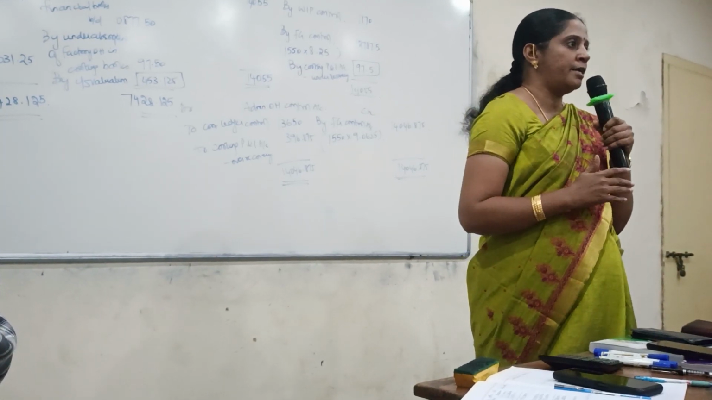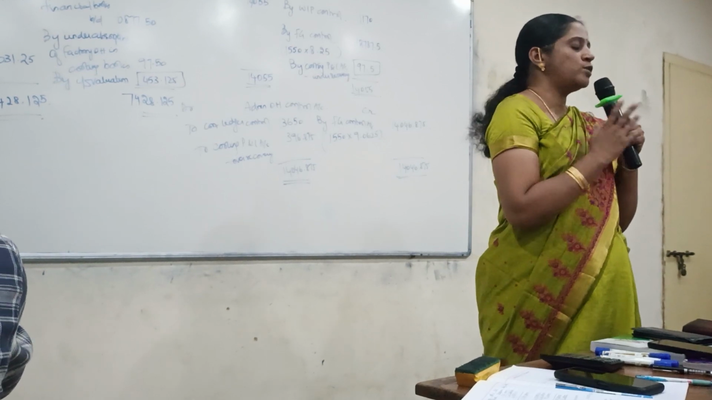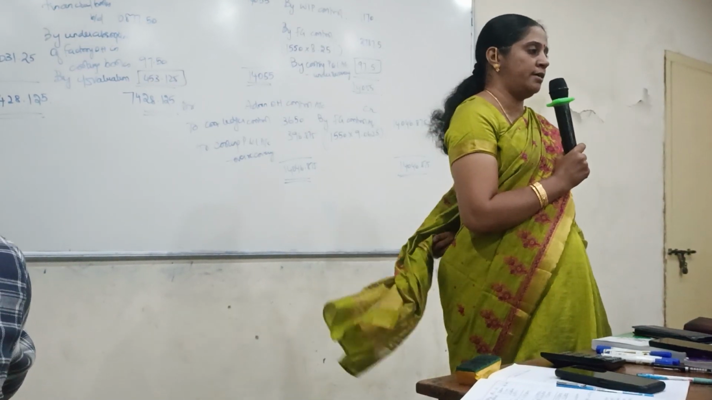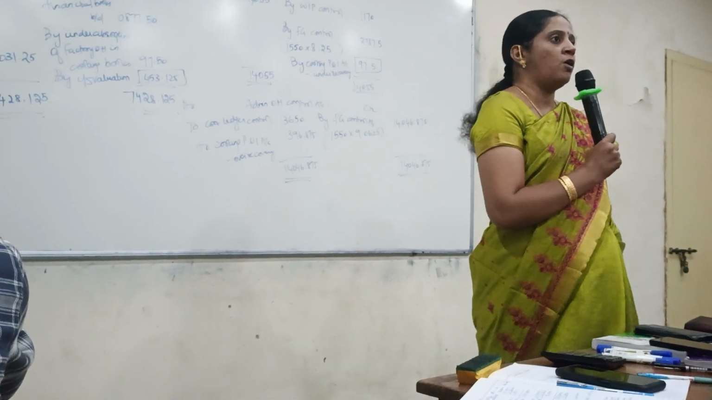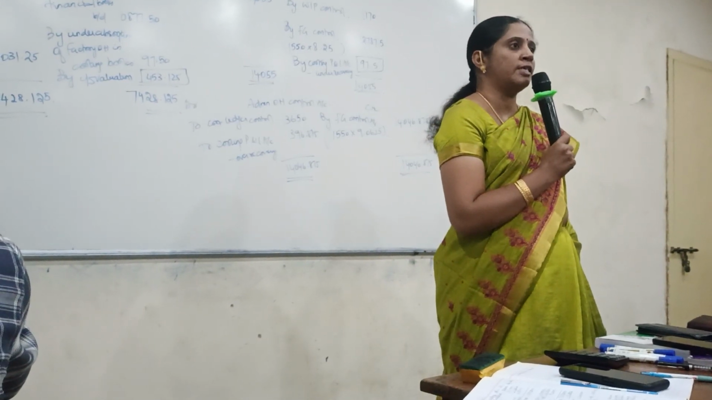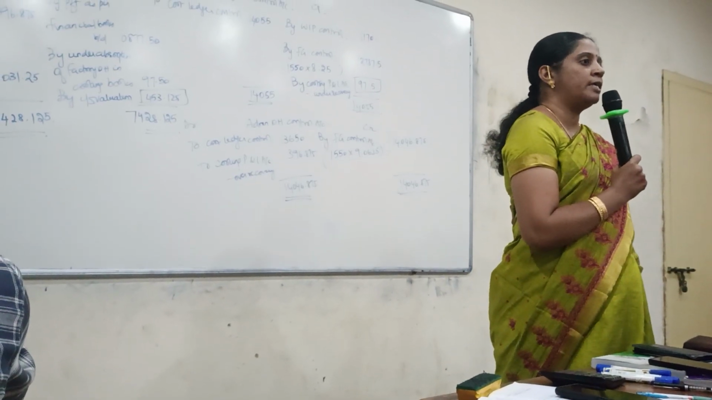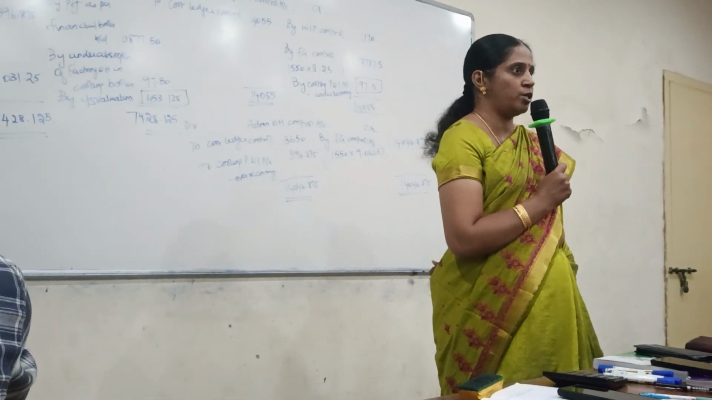Then, coming to integrated accounting, there are two sets of accounting system which are followed. One is integrated accounting and the other is non-integrated accounting. In case of non-integrated accounting, the costing books are maintained separately and financial books are maintained separately. That is why you need to reconcile the costing profits and financial profits.